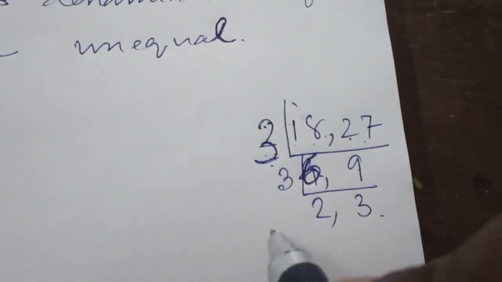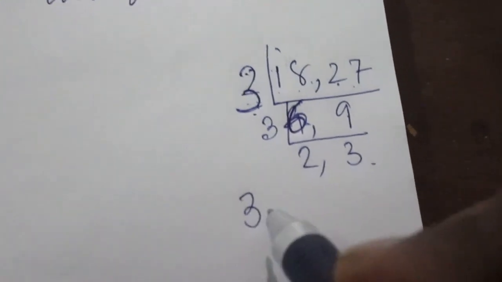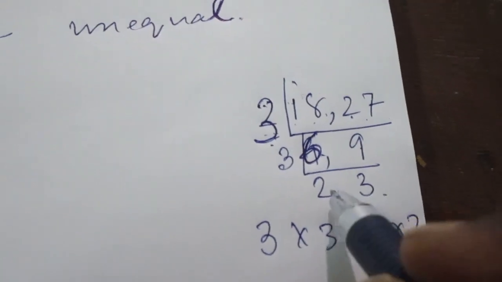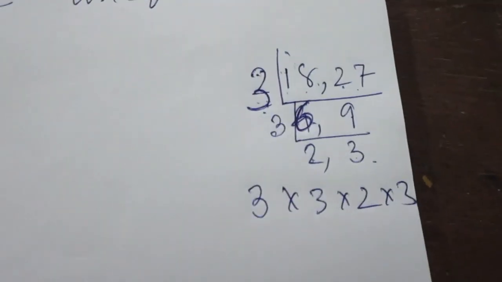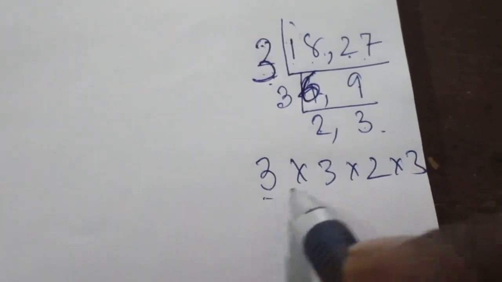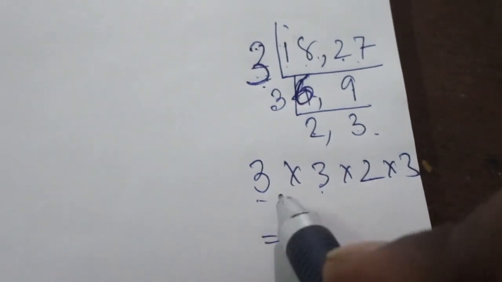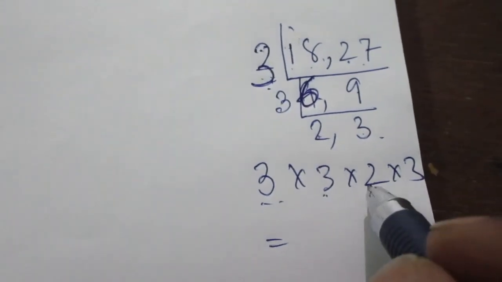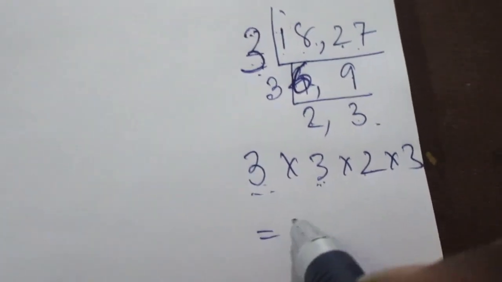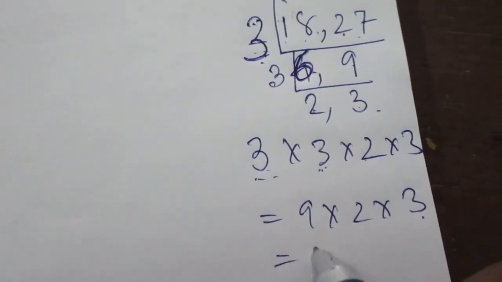So what is the LCM of 3, 18 and 27? It is 3 into 3 into 2 into 3. See, 2 and 3 are prime numbers, therefore we cannot go any further. Okay, so 3 into 2 into 3. What will 3 into 3 give me? 9. 9 into 2 is 18. 18 into 3 is 9 into 2 into 3. Okay, again 9 into 2 is 18.